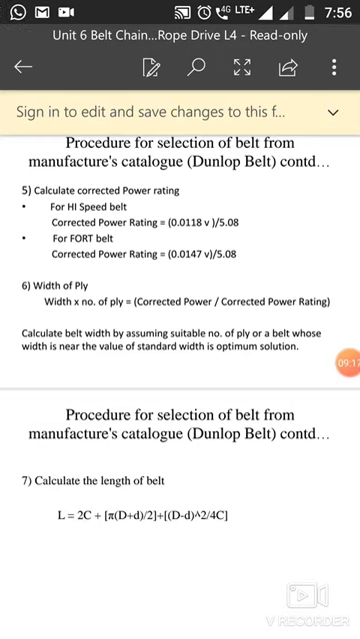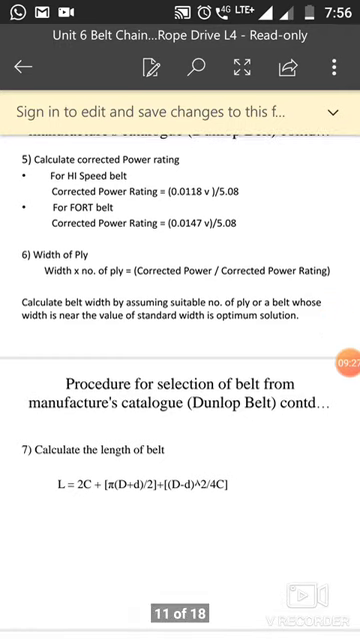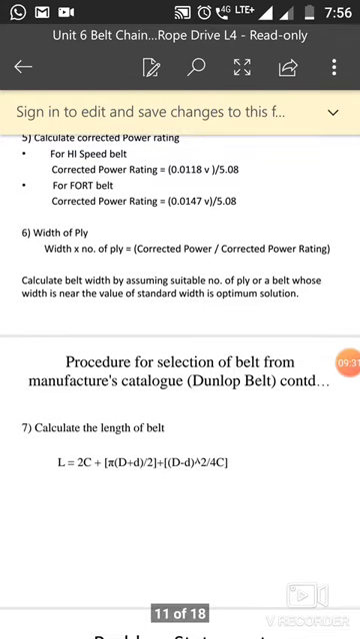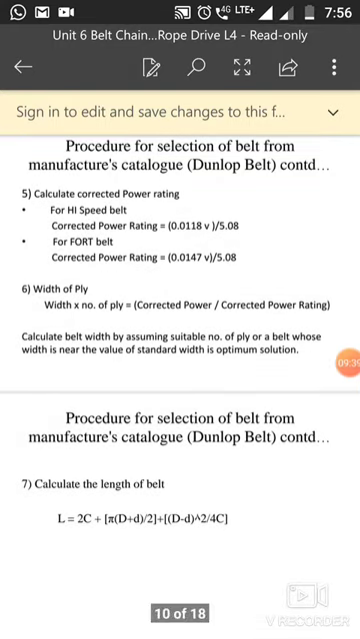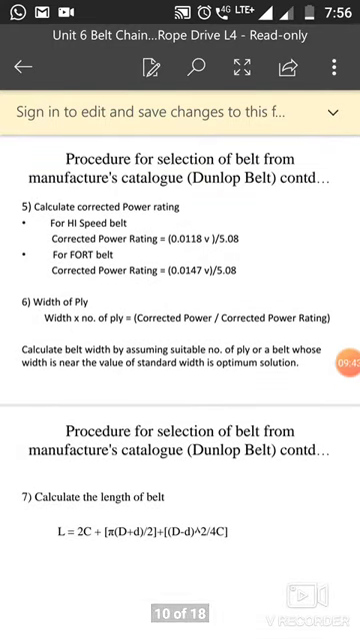Now how many plies you are using and what will be the width of that ply, that is our decision as a designer. So for finding the width of ply, we will go for the trial and error method. We choose a different number of plies and find the corresponding width. Width into number of ply is equal to some constant value.